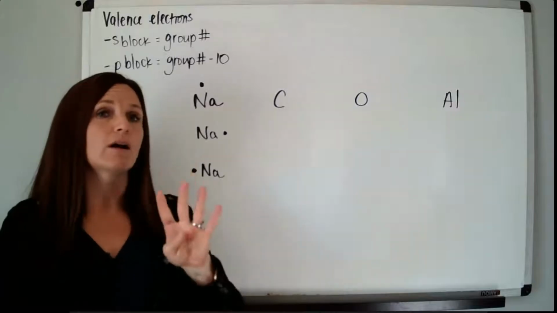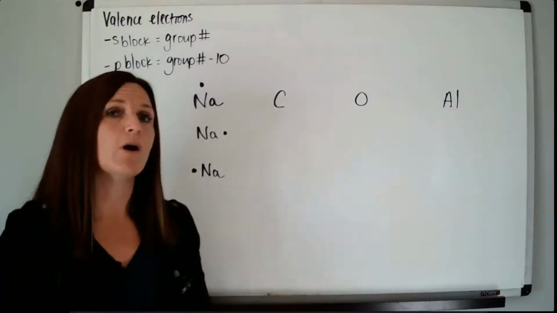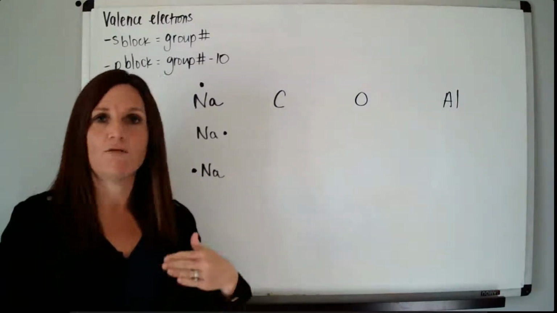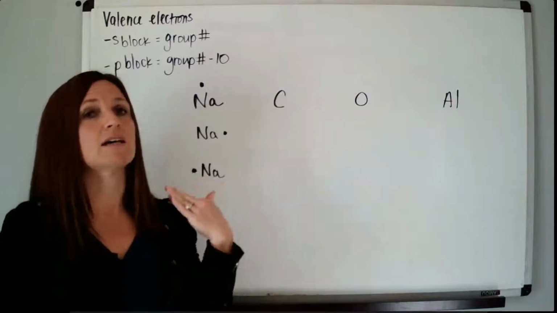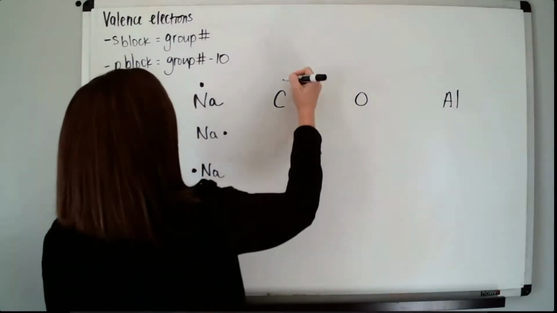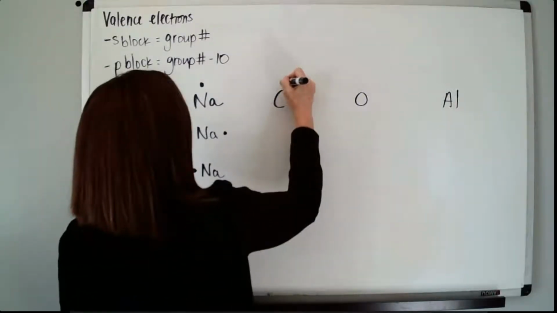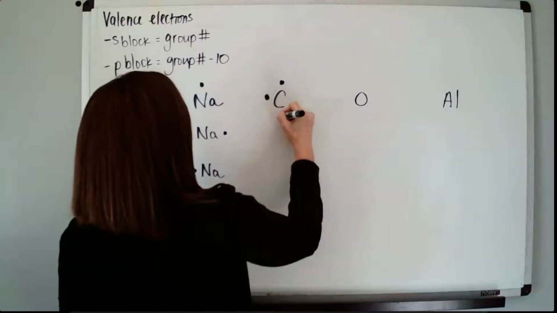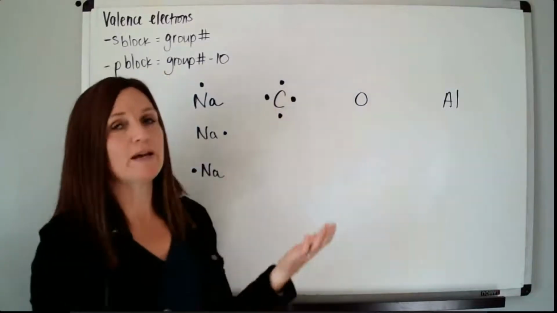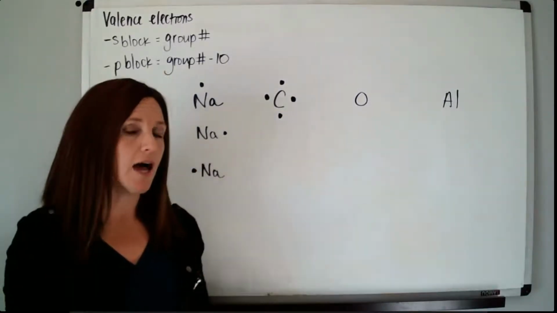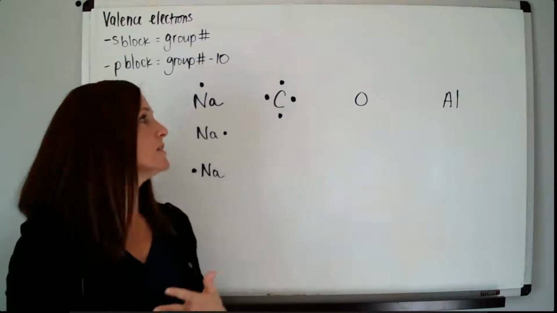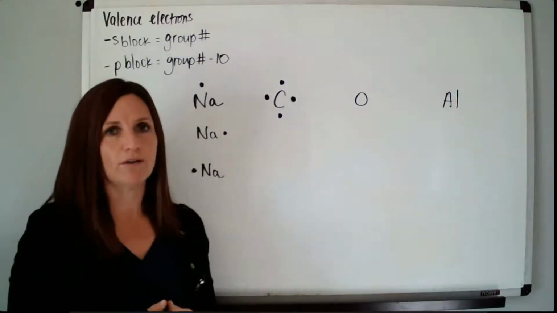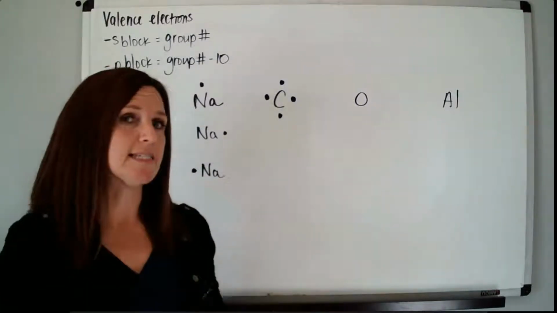Carbon has 4 valence electrons. If you look up carbon, it's in group 14, and 14 minus 10 gives us 4 valence electrons. So we would fill this one by putting 1, 2, 3, 4. Now each of my sides is full, but I'm also done filling in electrons, so I don't need to go back around again.